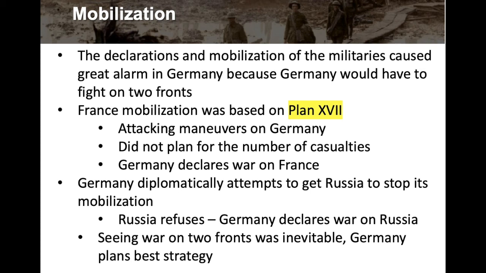Germany diplomatically attempts to get Russia to stop its mobilization. Okay, so Germany wants to act against France first, knowing that Russia on the Eastern Front is going to mobilize. So Germany tries to get them to stop diplomatically, but Russia refuses. So Germany declares war on Russia. So now they're definitely going to have a two-front war. And so Germany has to put in place their best plan.